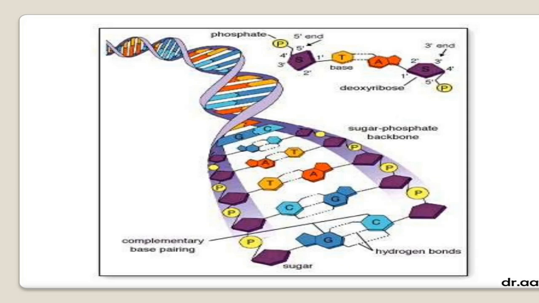See the structure of DNA. Two strands are linked between the nitrogenous bases. Hydrogen bonds are formed between G and C, 3 hydrogen bonds, and A and T, 2 hydrogen bonds. So in that way it forms the helical structure, and that was given by Watson and Crick in the year 1953.